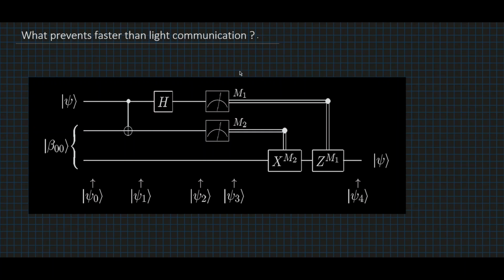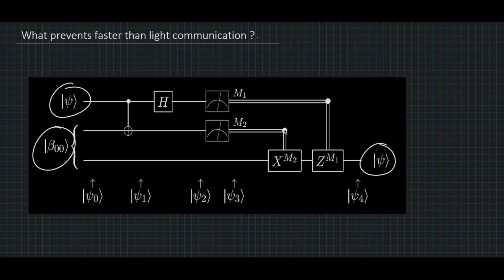So this was the quantum circuit which we saw while understanding quantum teleportation, where Alice wants to send the state psi to Bob through a classical channel with the help of the shared Bell state beta 00. Here M1 and M2 are the measurements made by Alice which she communicates to Bob through a classical channel.